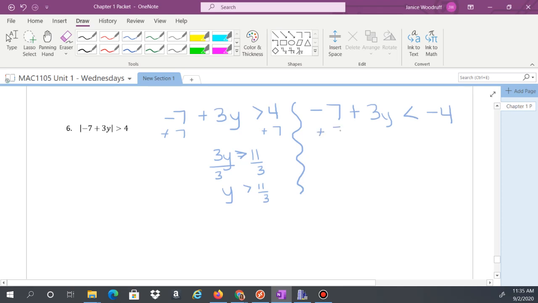On this side, I'm going to add 7. So that's going to give me 3y is less than 3. Divide by 3. Y is less than 1.